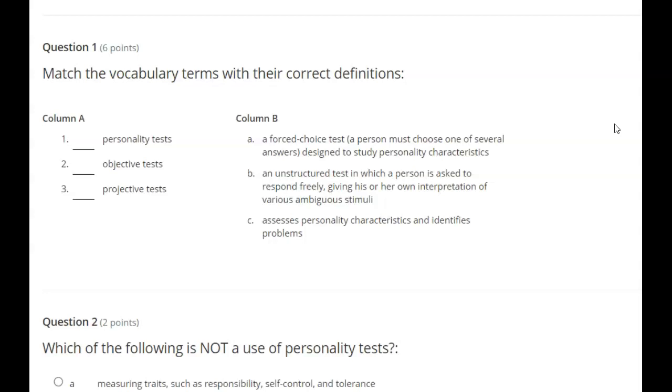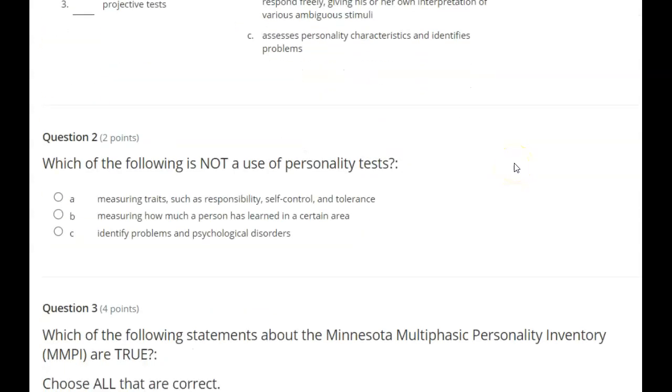B, an unstructured test in which a person is asked to respond freely, giving his or her own interpretation of various ambiguous stimuli. C, assess personality characteristics and identifies problems.